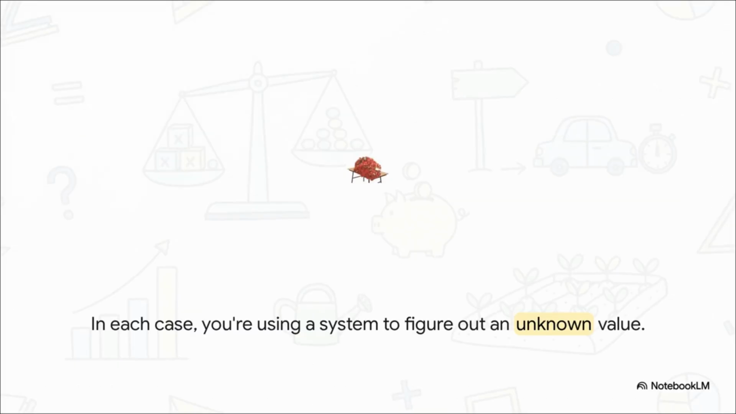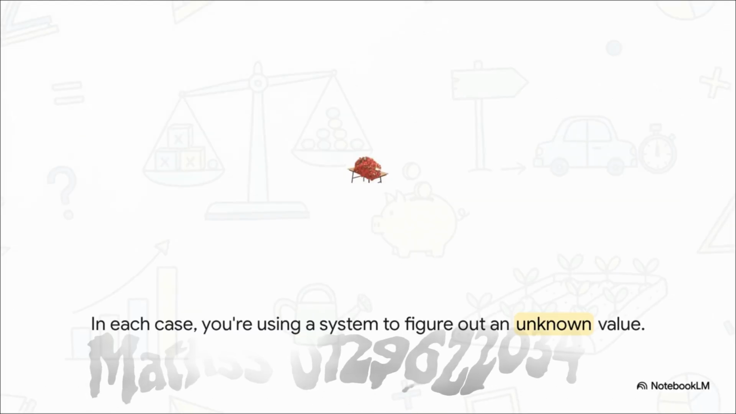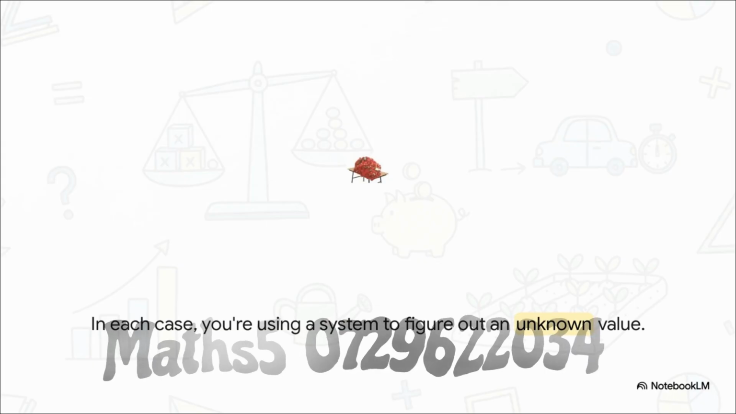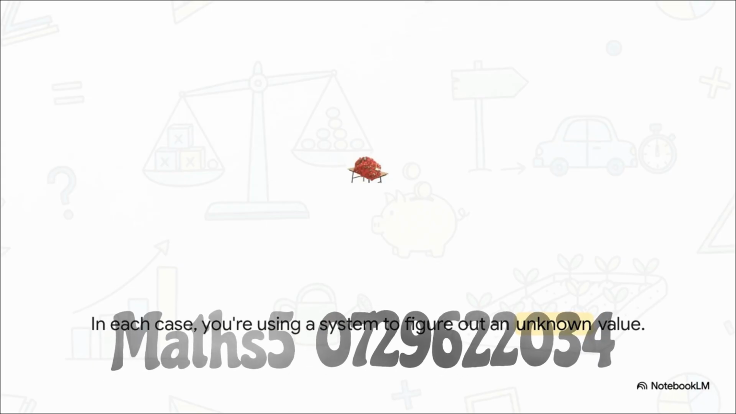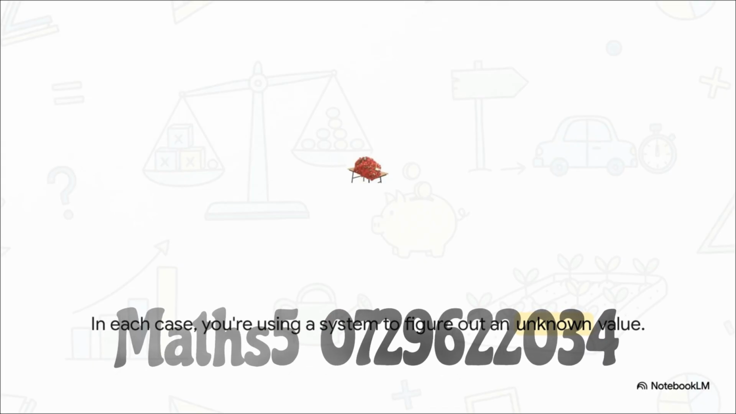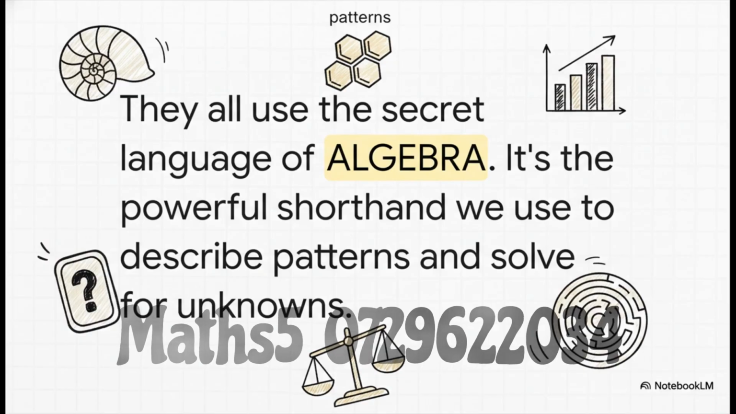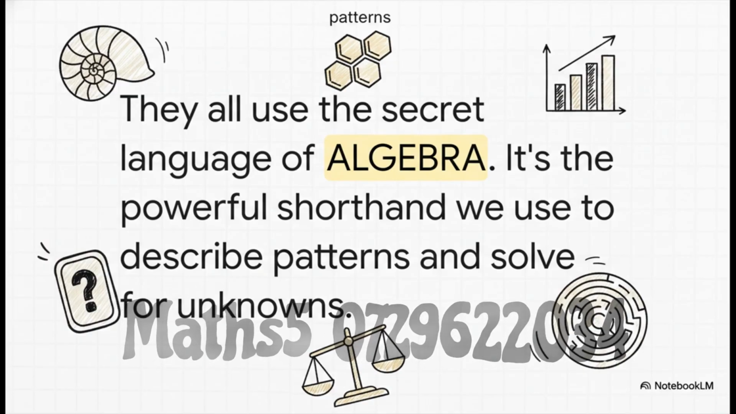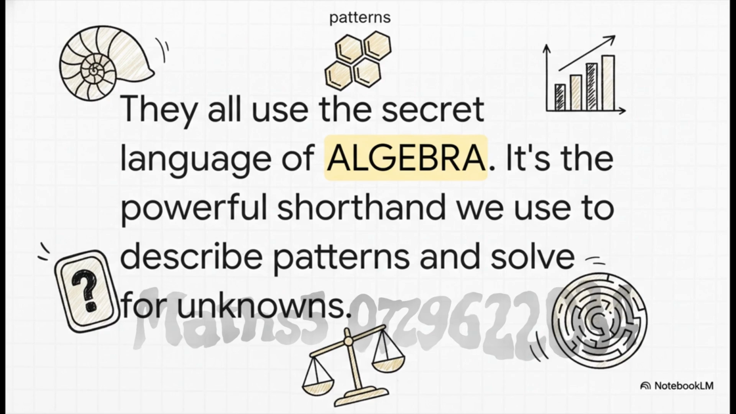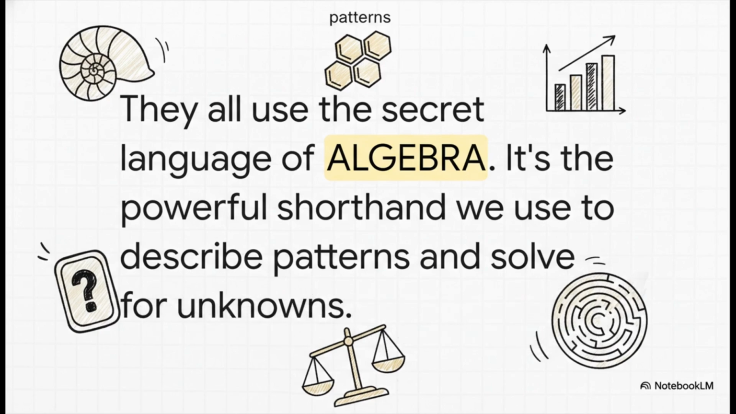Or hey, maybe you're at a fruit stand. You see the price per kilogram, and you're kind of eyeing that big pile of rambutans, estimating what it's going to set you back. See? In every single one of these situations, you're using a system to figure out a value you don't know yet. Well, that system, that secret language, is algebra. Yep, that's right. You've been using algebra all this time. It's really just a powerful shorthand, a way to describe patterns and figure out the unknowns in life.